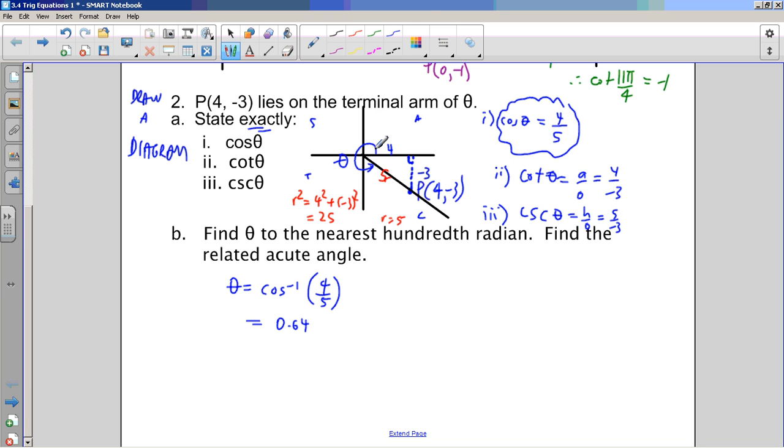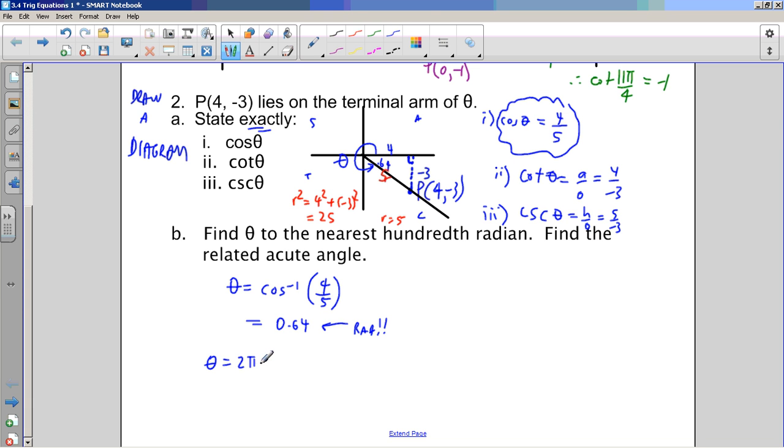Well, certainly that's a lot more. This angle is a lot more than 0.64. Well, our calculator, if it can, will give us the related acute angle. So this is a little bit backwards. This angle here is 0.64. So what's theta actually? Well, theta is actually almost 2 pi.